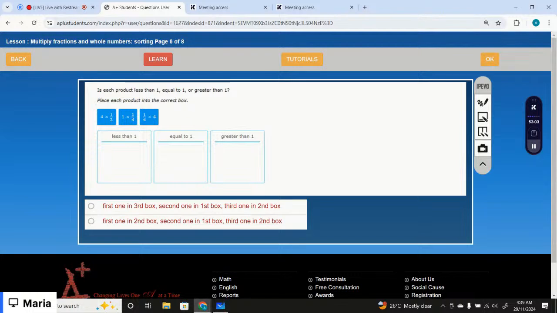Is each product less than 1, equal to 1, or greater than 1? Option number one is the correct option.